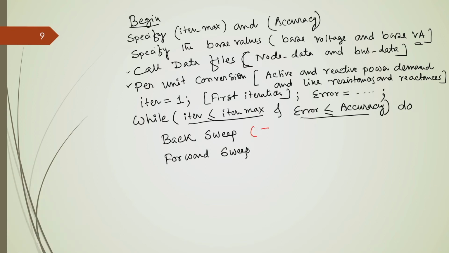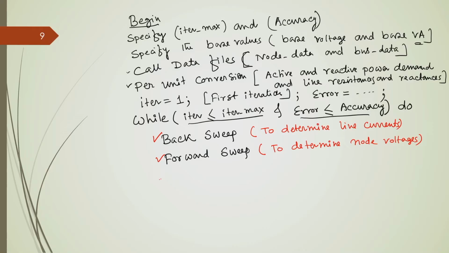So, this is to determine line current, and this is to determine node voltage. After performing these two steps, you will get the updated voltage. Whatever updated voltage we get, let us store this updated voltage within this array. So, now we have this V.